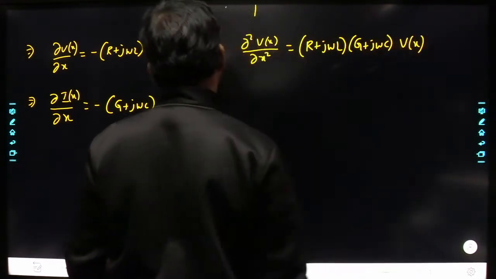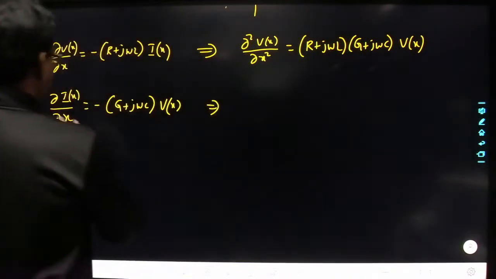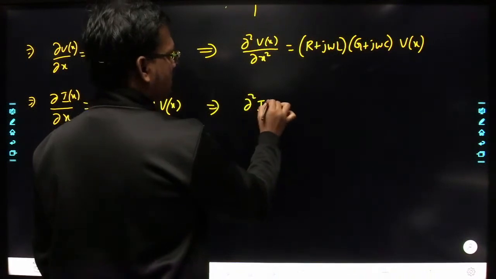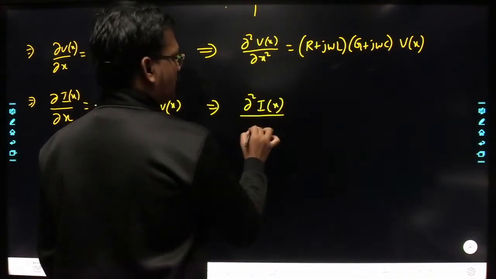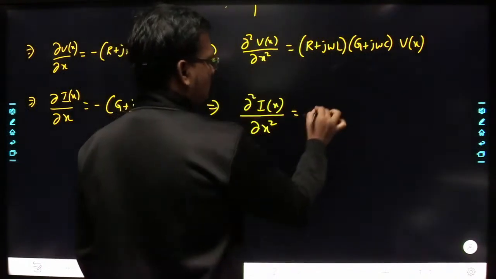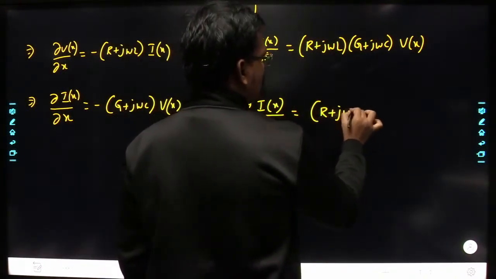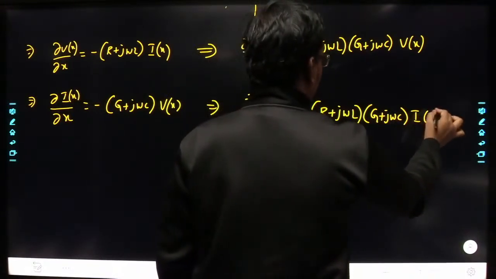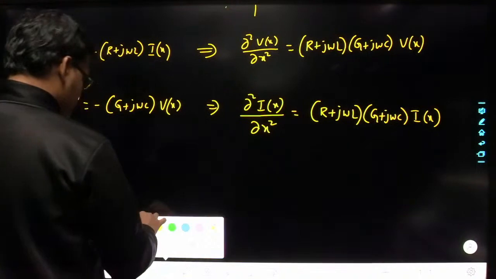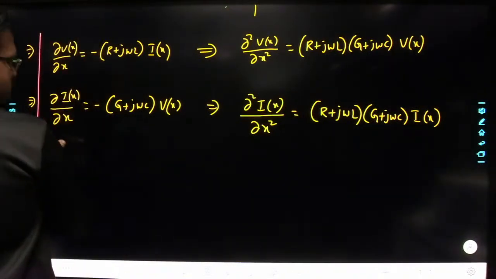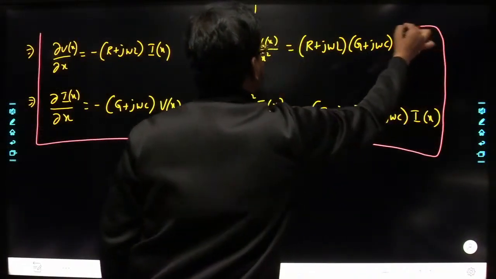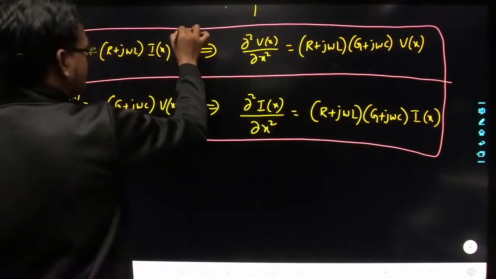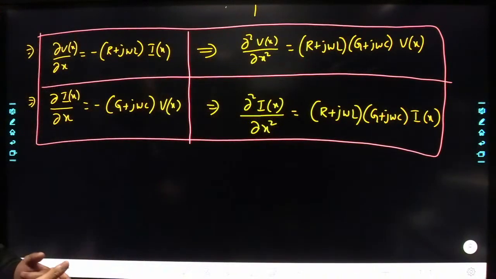V of X. And by differentiating this equation with respect to X on both sides, we got another second order differential equation. That is dou square I by dou X square is equal to R plus J omega L into Z plus J omega C into I of X. So these are the equations we have derived in the previous session. Yes or no? These are the equations we got.